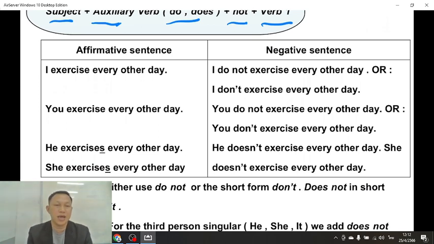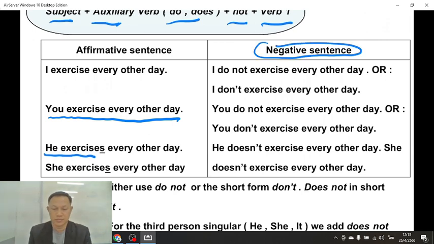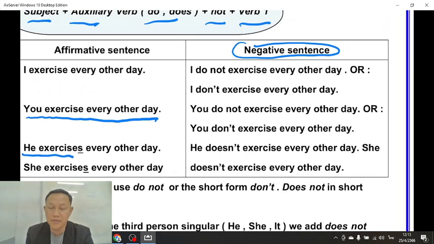I exercise every other day. You exercise every other day. He exercises every other day. She exercises every other day. For the negative sentence, I do not exercise every other day, or I don't exercise every other day. You do not exercise every other day, or you don't exercise every other day. He doesn't exercise every other day. She doesn't exercise every other day.